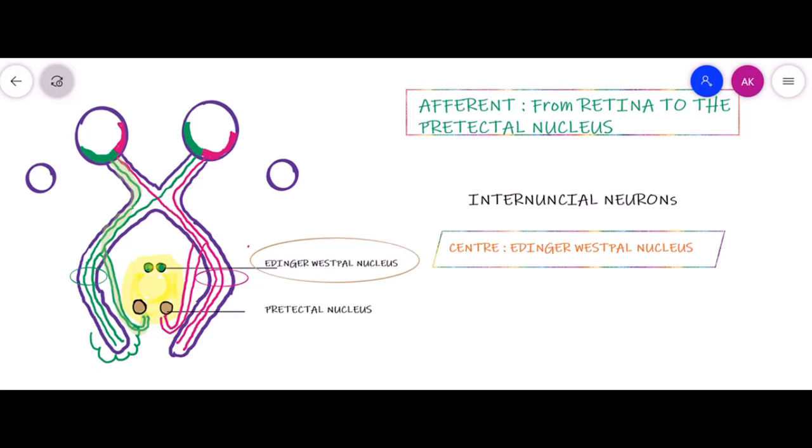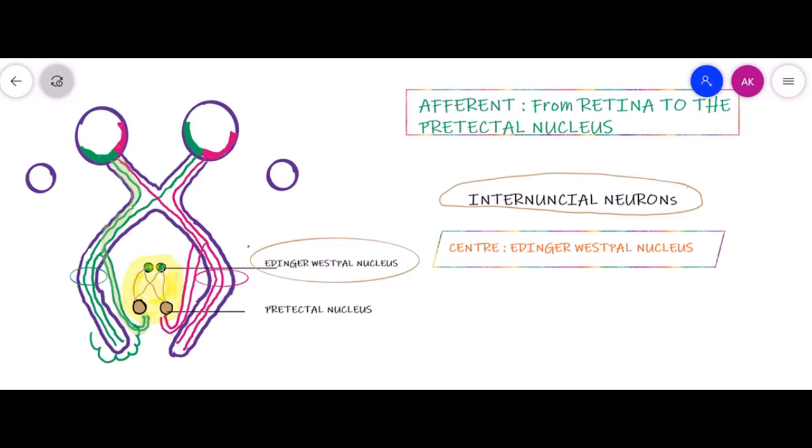Now the pretectal nucleus of both sides will send fibers to both Edinger-Westphal nuclei. So there is a crossing. Suppose this is the pretectal nucleus; it will send fibers to this Edinger-Westphal nucleus and also to the other Edinger-Westphal nucleus. Similarly, the other pretectal nucleus also will be sending fibers to both Edinger-Westphal nuclei. So these neurons which are going to both Edinger-Westphal nuclei are called the internuncial neurons, and they are the ones responsible for our direct and consensual light reflex.